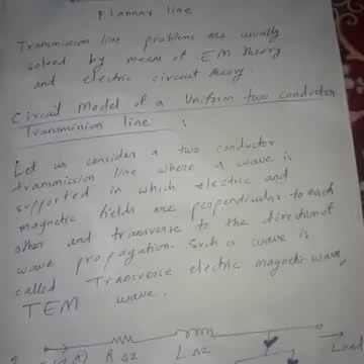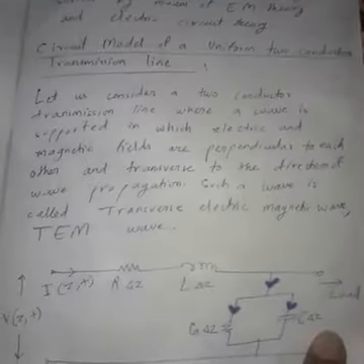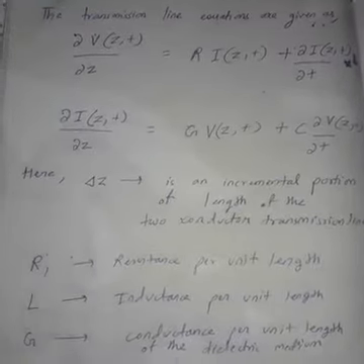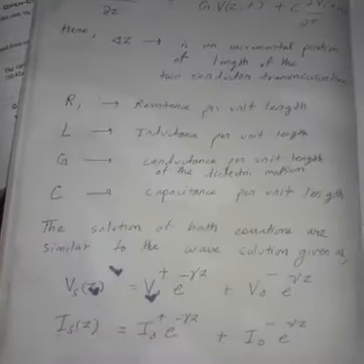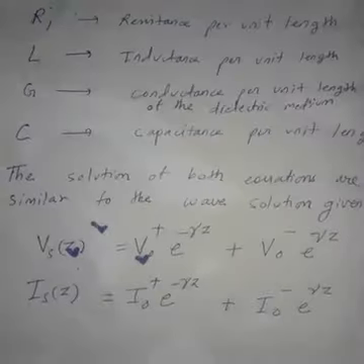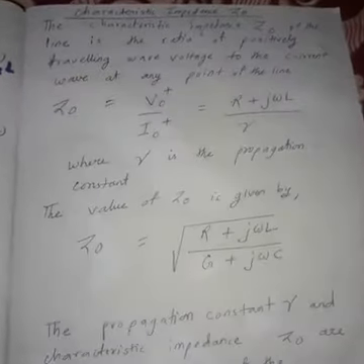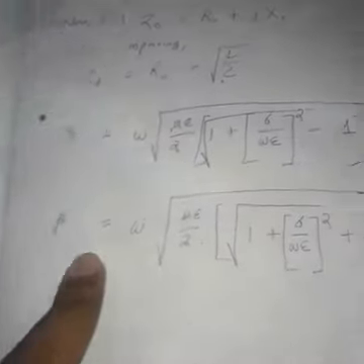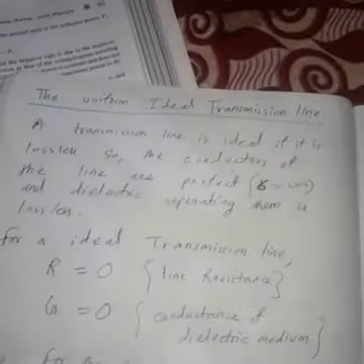Then we went to the circuit model of a transmission line. Then you derived the various transmission line equations, then the solutions of the transmission line equations. Then we found the characteristic impedance and the propagation constant. So now we derive the formula of Z0 and the formulas of alpha and beta for an ideal line.